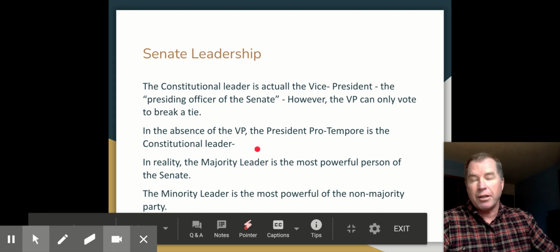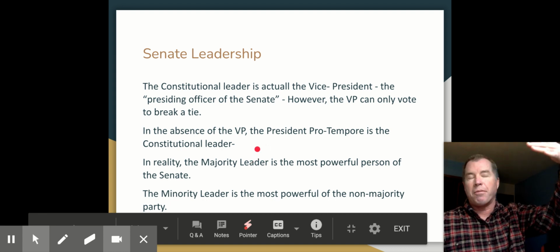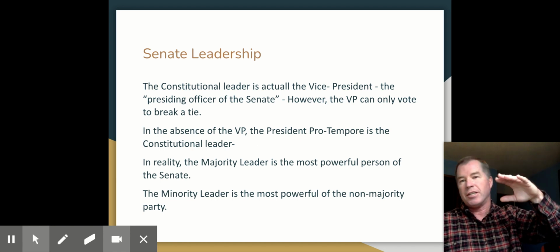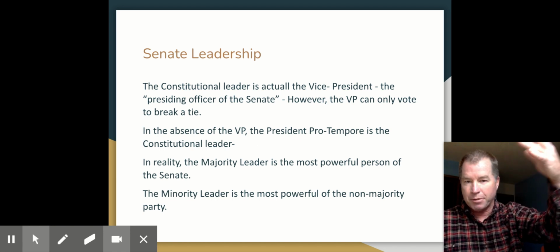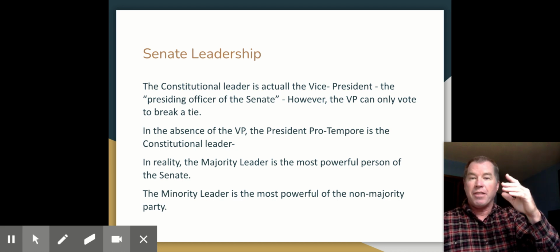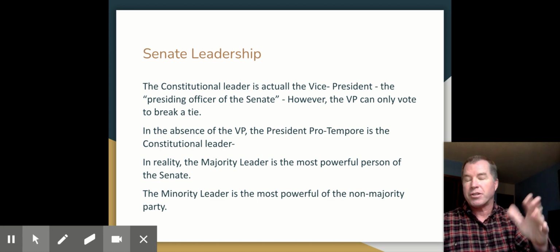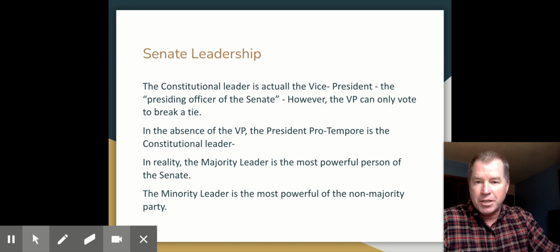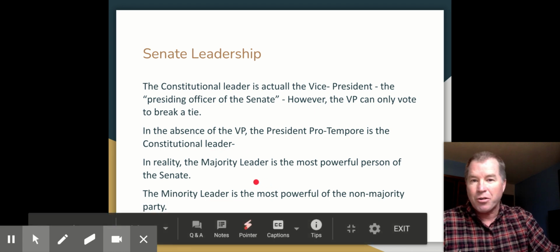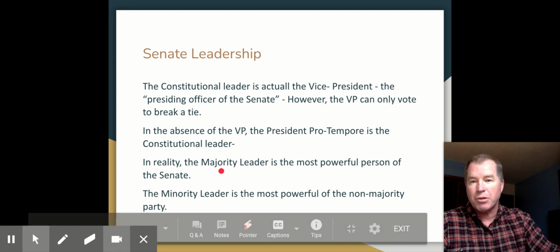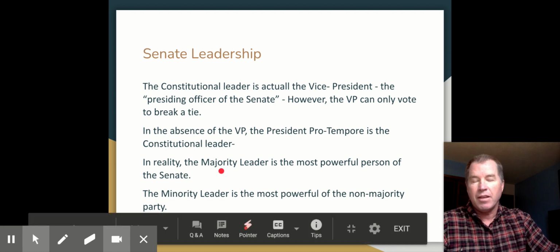And when it comes to the order of succession to the presidency, if the president resigns, dies, or is impeached, the vice president becomes president. If the VP cannot do it, then it's the Speaker of the House. If the Speaker of the House cannot do it, then it's the president pro tempore. So it's a constitutionally important position, but the reality is what really matters is the majority leader. The majority leader is the most powerful position in the Senate.